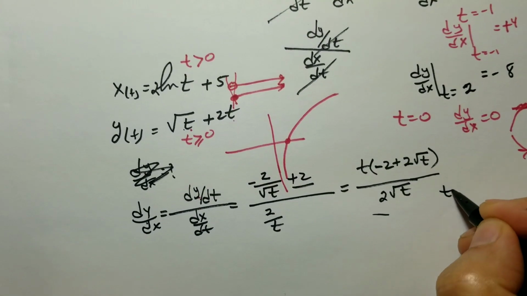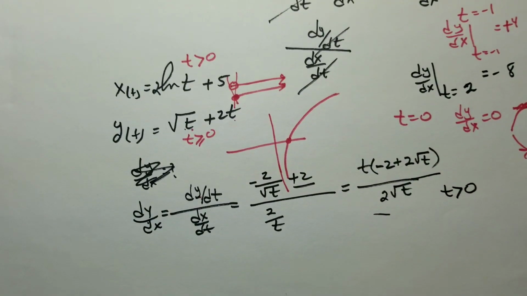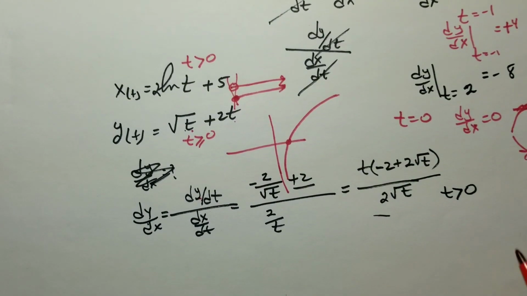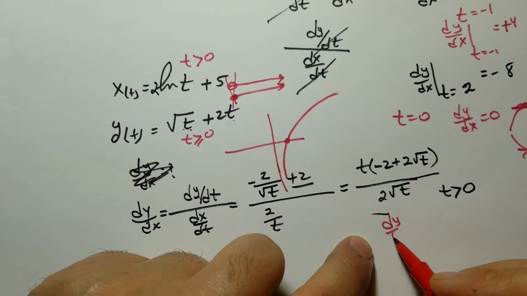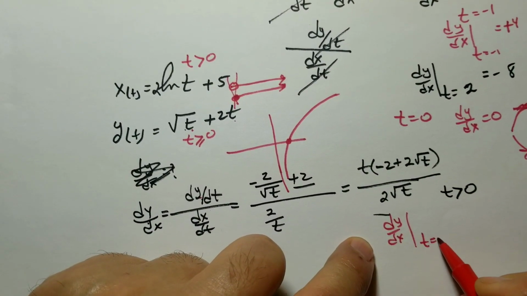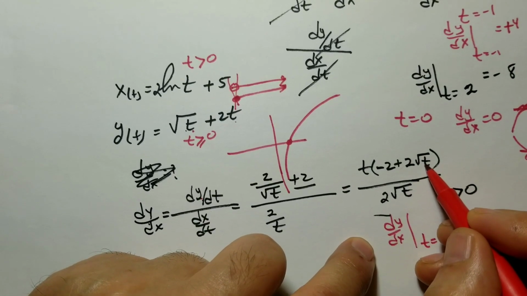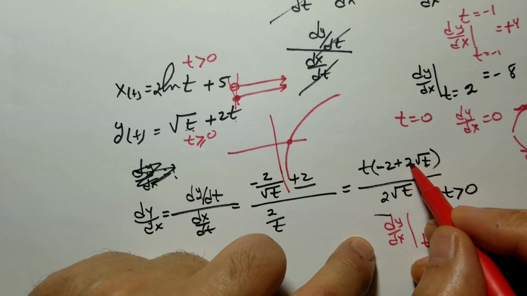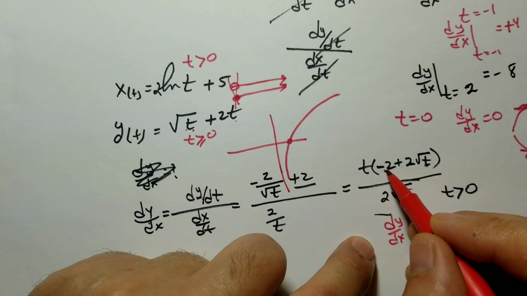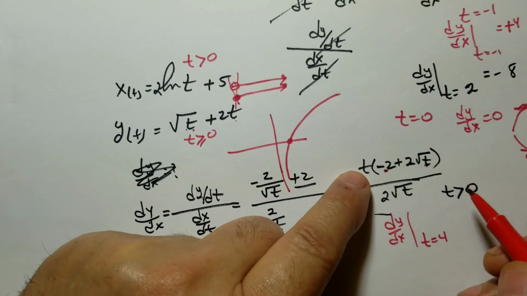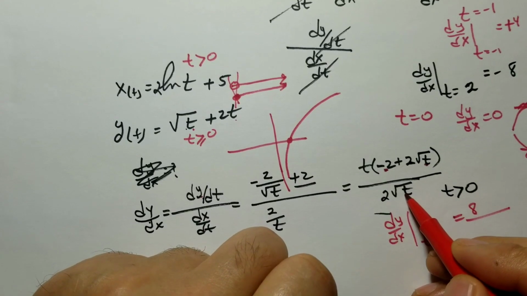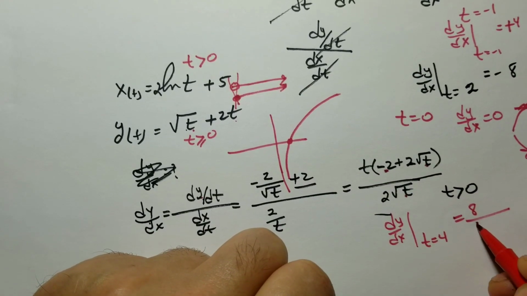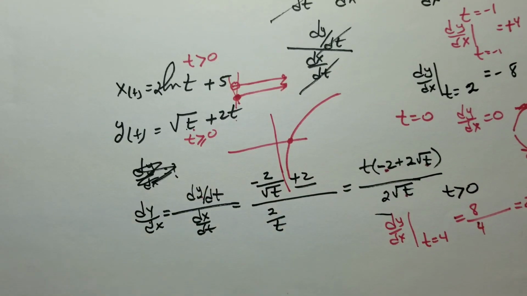t has to be a number greater than 0, maybe 4. If t becomes 4, tell me what is dy dx when t is 4. The square root of 4 is 2. 2 times 2 is 4. 4 minus 2 is 2. 2 times 4 is 8. The square root of 4 is 2. 2 times 2 is 4. The slope of a tangent line is 2.